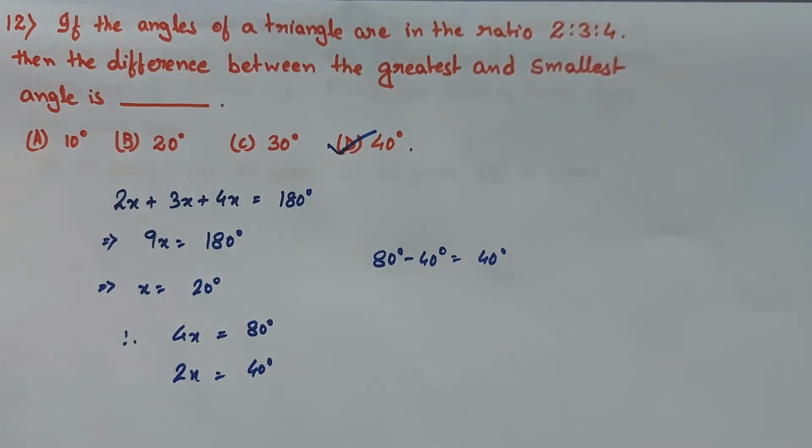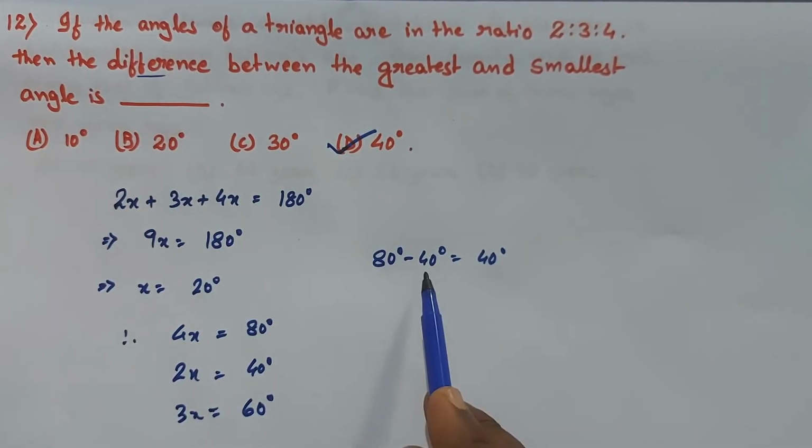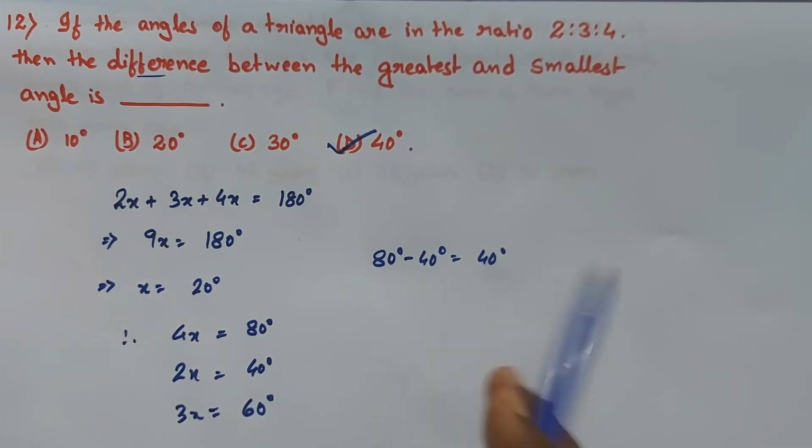If you want to determine 3x, you can, but you will see that it is neither the greatest nor the smallest. It is 60 degrees; obviously 80 degrees is the greatest and 40 degrees is the smallest. I want the difference, so the greatest is 80, the smallest is 40, and their difference is 40.